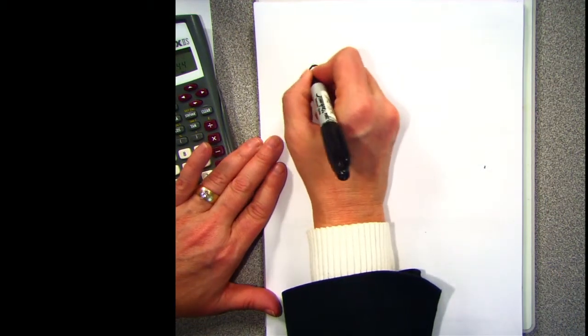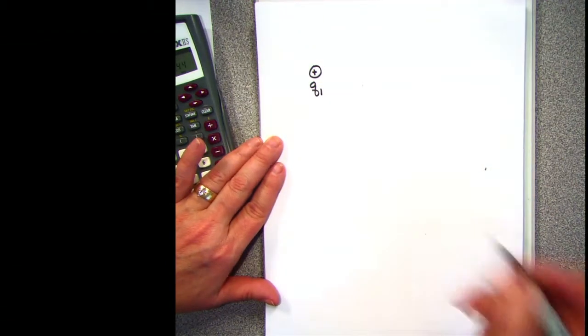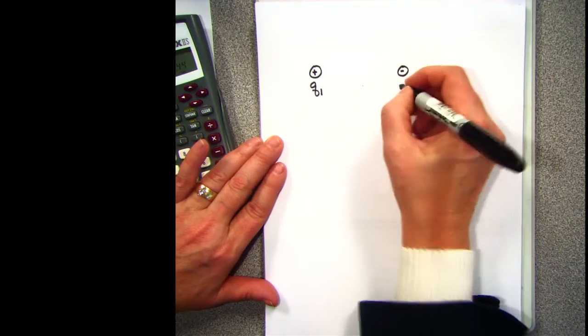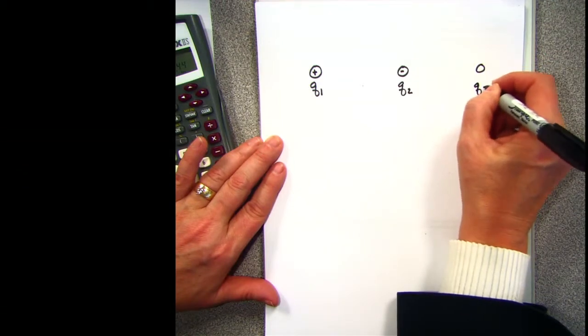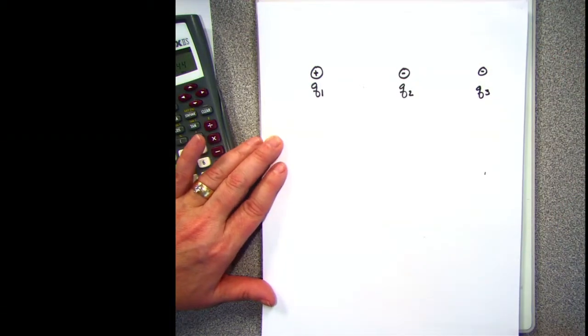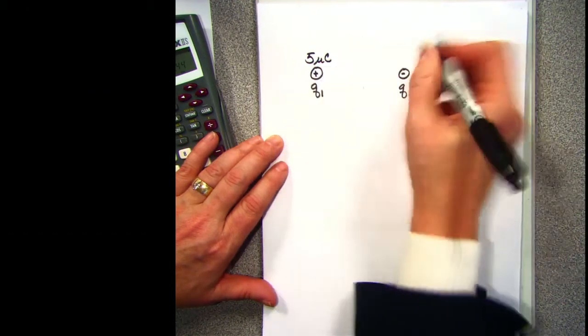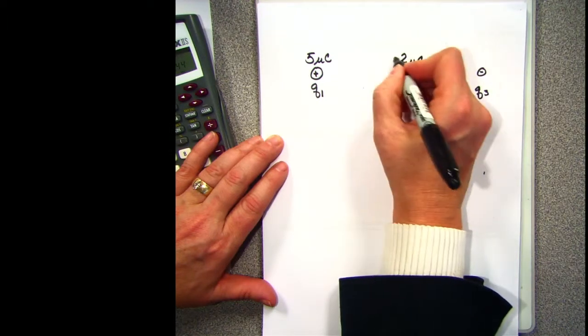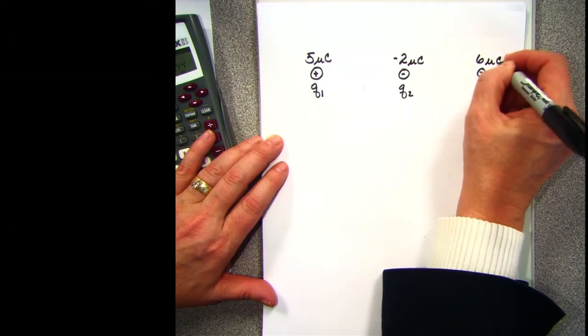Now remember, we also talked about the superposition principle. So now I'm going to do 3 charges. I'm going to start with a positive charge here, and this is going to be my charge 1. I'm going to have a negative charge, and this is going to be my charge 2. I'm going to have a third charge, charge 3, and I'm going to make it negative. We're going to say that this is 5 microcoulombs, this is 2 microcoulombs, and that's a negative, and this is 6 microcoulombs.